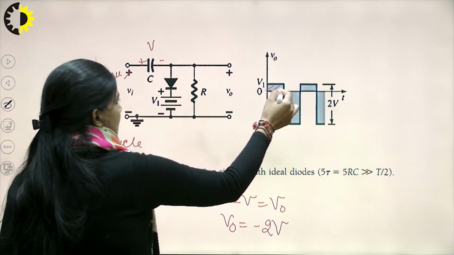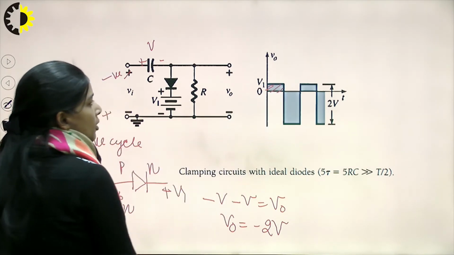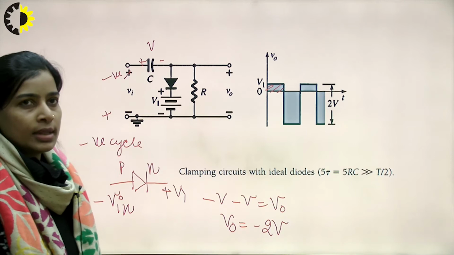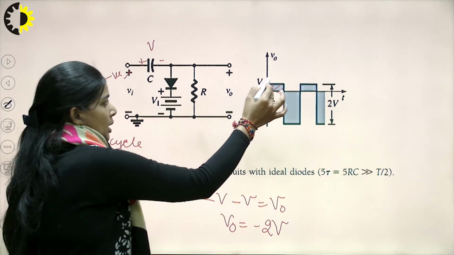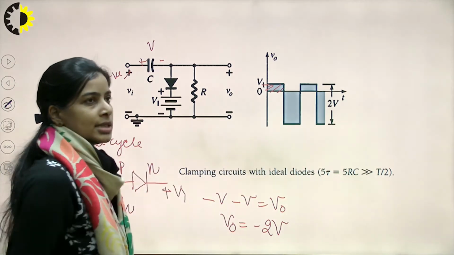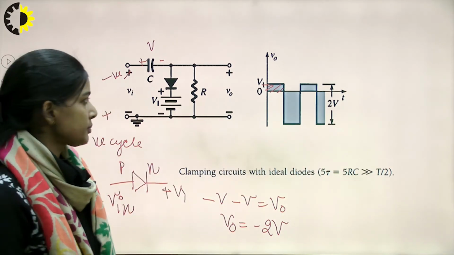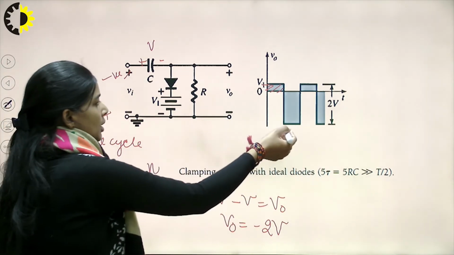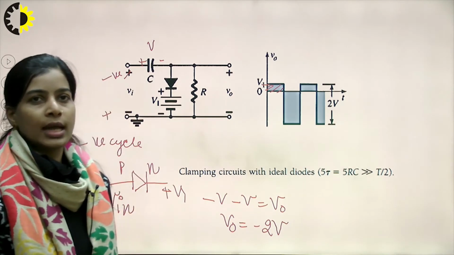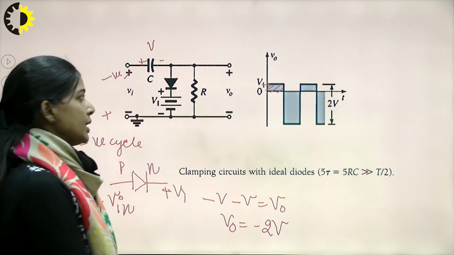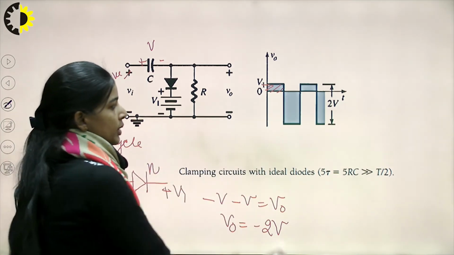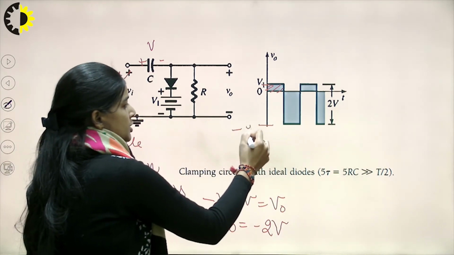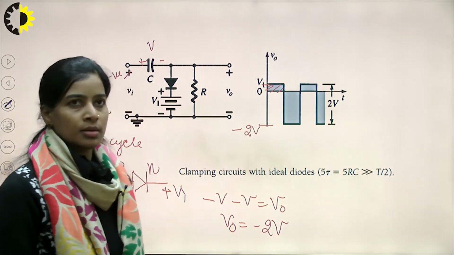In the positive cycle we get the output when the diode is reverse biased, that is, up to the point when V in is less than V1. For the complete negative cycle, the diode is reverse biased and we get a complete output for the negative cycle with the magnitude of minus 2V.